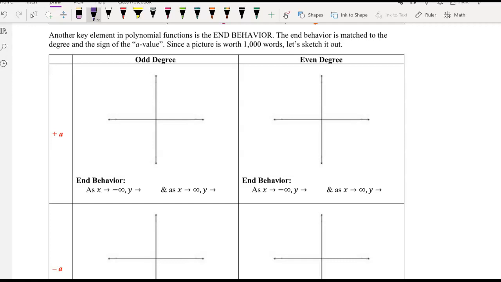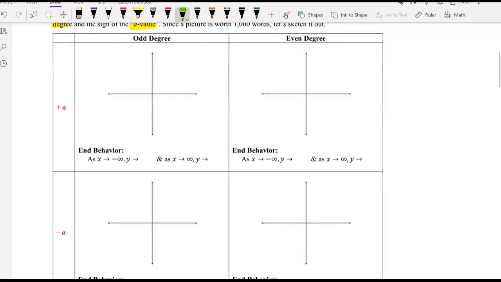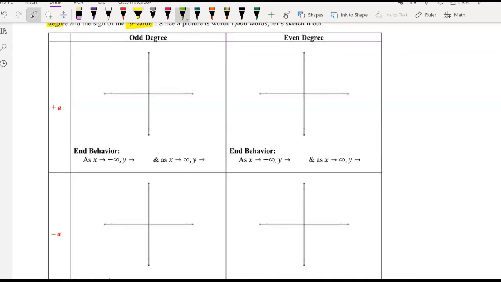Another key element in polynomial functions is the end behavior. The end behavior is matched to the degree and the sign of the A value. Since a picture is worth 1,000 words, let's sketch it out. All right, I want you guys to have 2 different color pens. So first it says odd degree. I'm going to give you 2 odd degree functions. The first one is going to be a linear and the second is going to be a cubic.